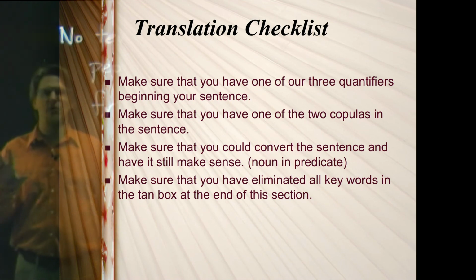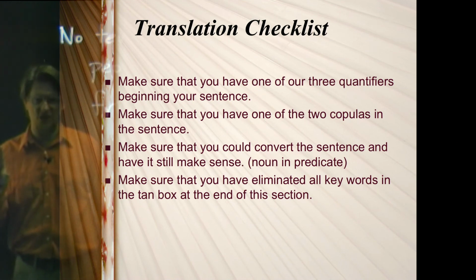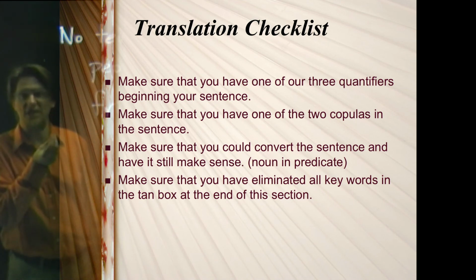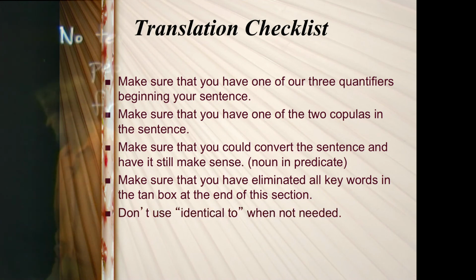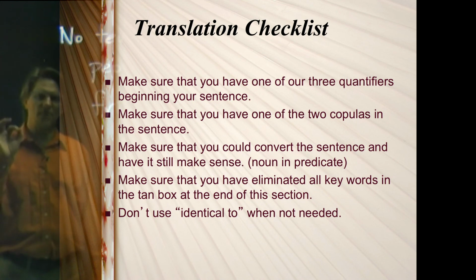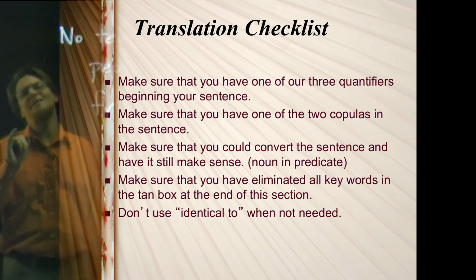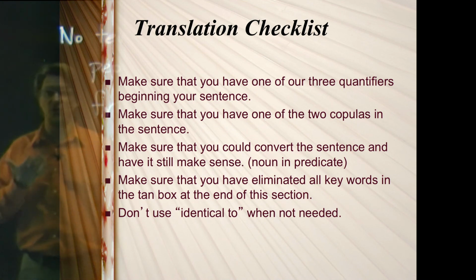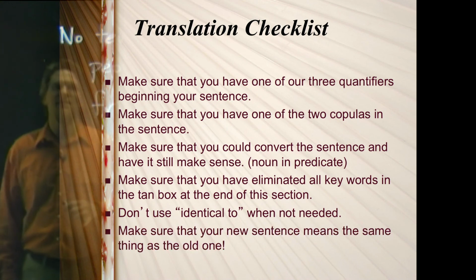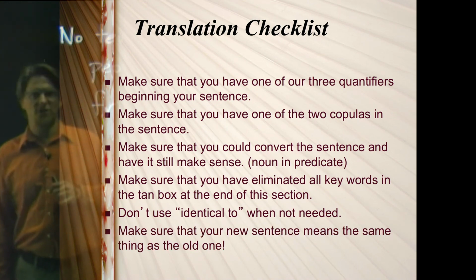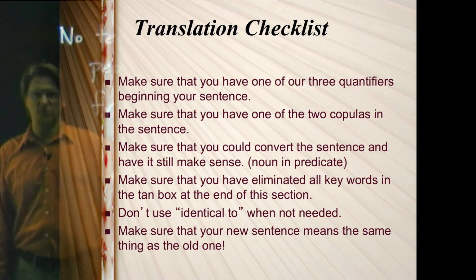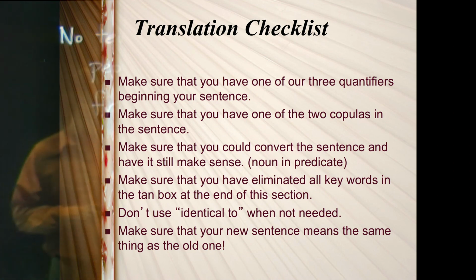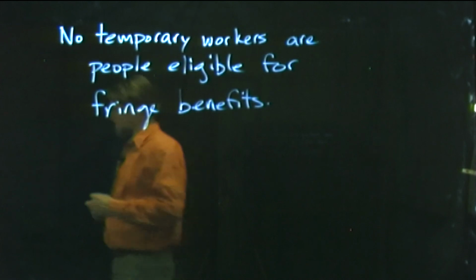And make sure you have eliminated all the keywords in the tan box at the end of the section, right? So in other words, if the original sentence had the word if in it, the word if should not appear in your final product, so to speak. And finally, always, oh, not quite finally. One more after this. But don't use identical to when not needed, right? Don't go overboard with using identical to. Only use it when it's required. And now, really finally, make sure your new sentence means the same thing as the old one. So just reread the sentence. Make sure it's really capturing all of the meaning of the original sentence before you move on to another translation. So with that in mind, right, let's just apply that to this sentence here.